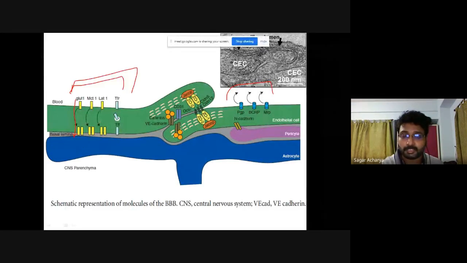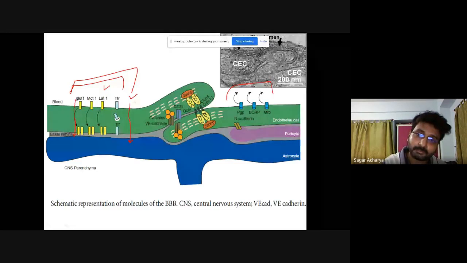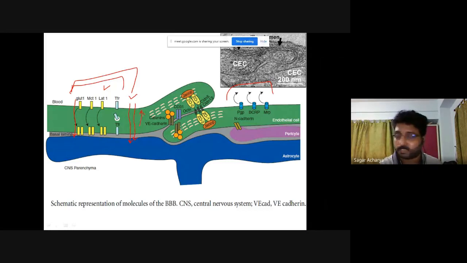You find the presence of these transporters on both surfaces, luminal and abluminal. As they are passive, whenever the concentration is higher, they will transport. The glucose and amino acids are at a higher concentration within the blood, so they will be transported across the concentration gradient in this direction, not in the other direction, because these are passive.